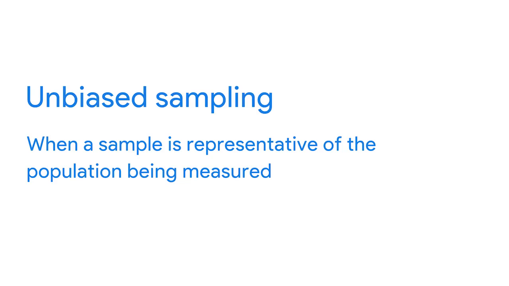If you'd used a more randomized sample of the population that included all genders, you'd have an unbiased sample. Unbiased sampling results in a sample that's representative of the population being measured.